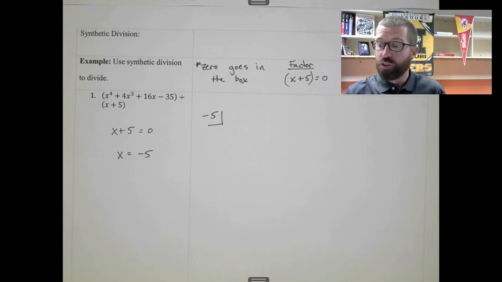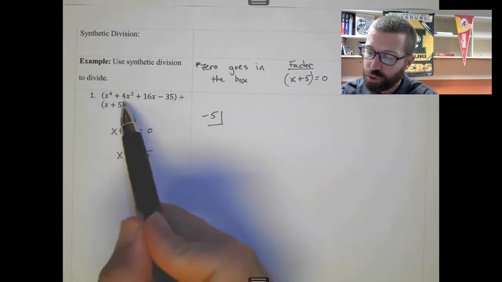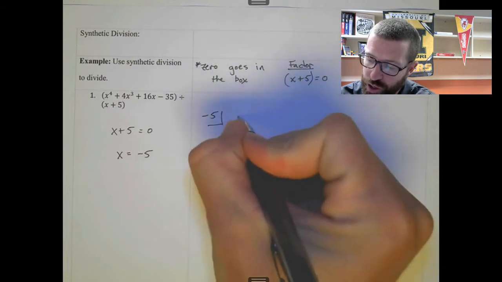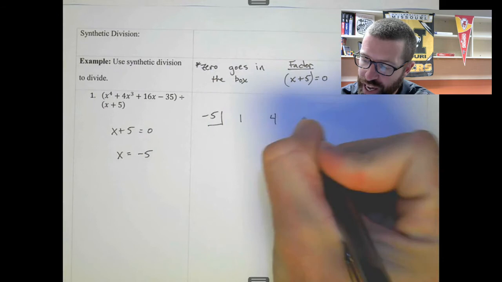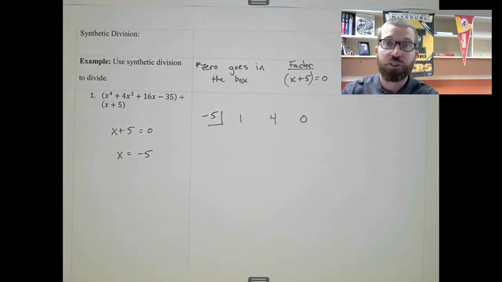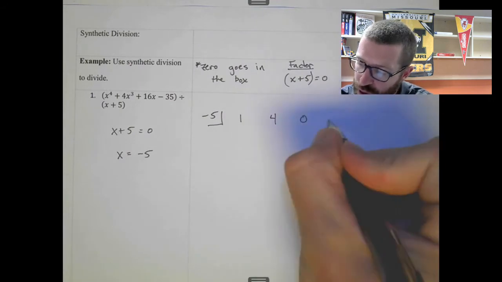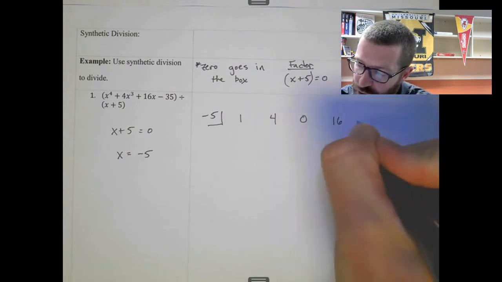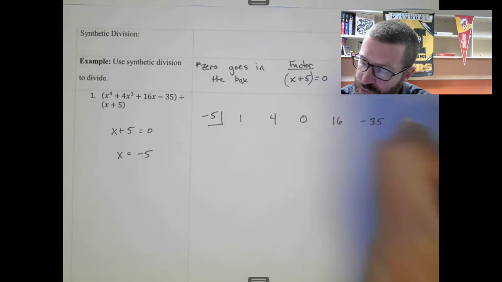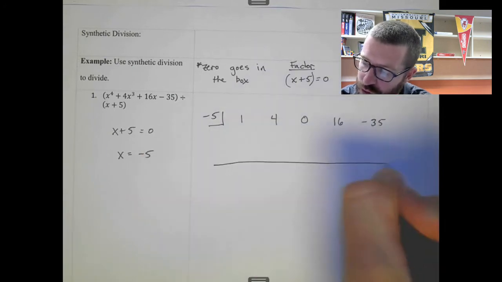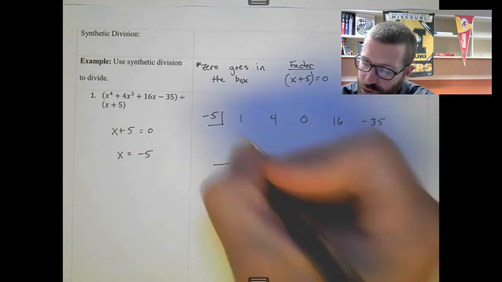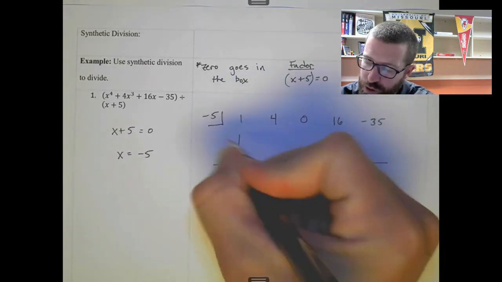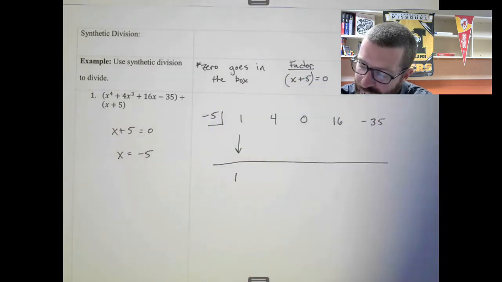The next step is to write the coefficients from up here. And every exponent needs a coefficient. So I have 1x to the 4th, 4x cubed. I have 0x squared. So I can't skip x squared. If it's not there, I need to use a placeholder of 0. 16x and then minus 35. Okay, and then leave yourself some space, and draw a line. And then the first thing you do is bring the 1 down. And then we're going to multiply and add.